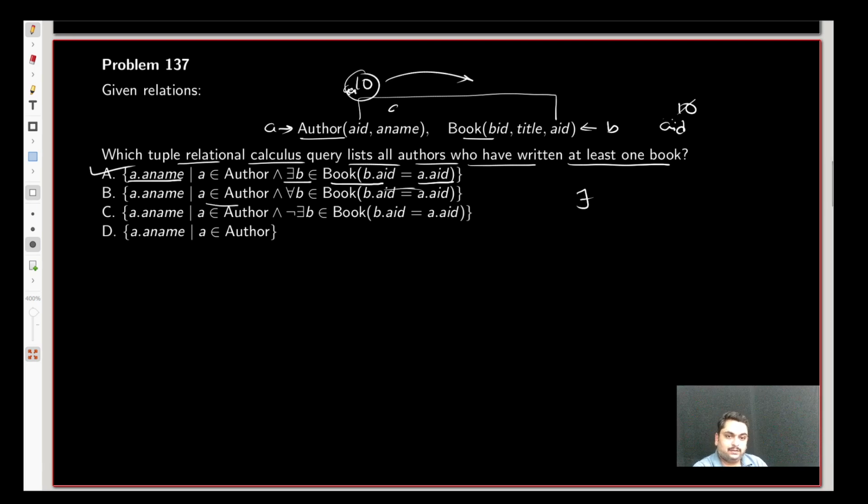Here they are saying, for all B dot AID equal to A dot AID. They are saying all the books have been written by the author. So this is not correct. For all means for all the books, the author should have written that book. Then this other option is just the opposite of this. Here not written selects those author names who have not written any book. So this is not correct. Here it will not select any rows.